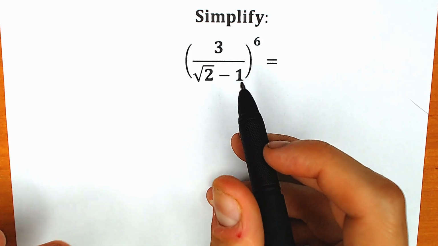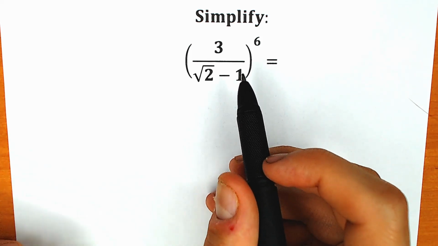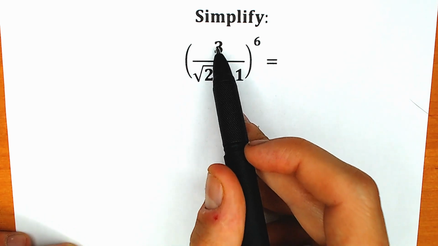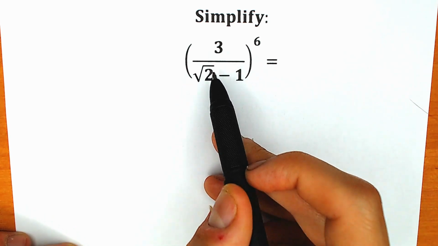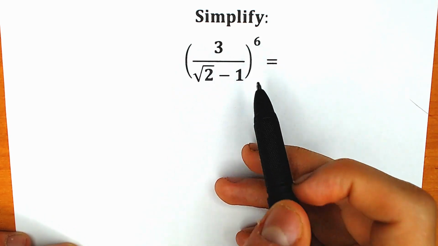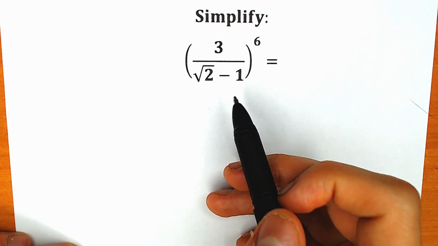Hi, I'm Mathematics. Today we have a very interesting question from a math interview. We have 3 divided by square root of 2 minus 1, and we need to raise all of this expression to the power 6. Right now, let's try to solve it.